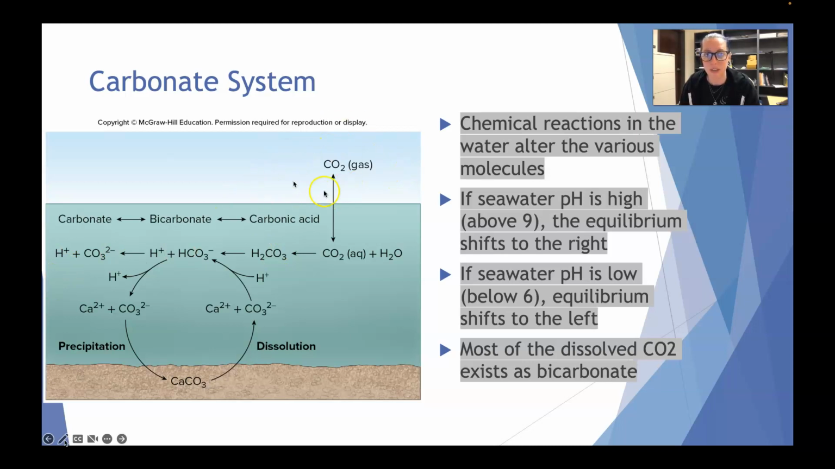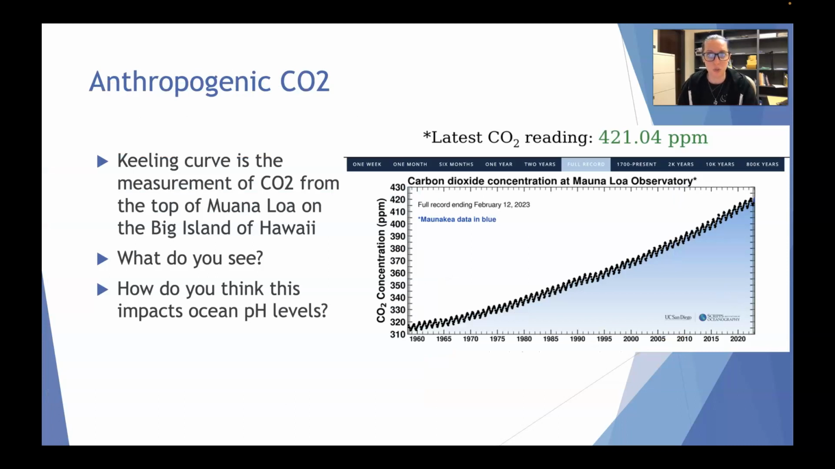Well, because if we're putting more CO2 into the atmosphere and the ocean is taking in a lot of CO2, then we're forcing this shift to the right. We're forcing more carbonic acid into the oceans than is naturally there in this whole process anyway. So how has CO2 been changing?